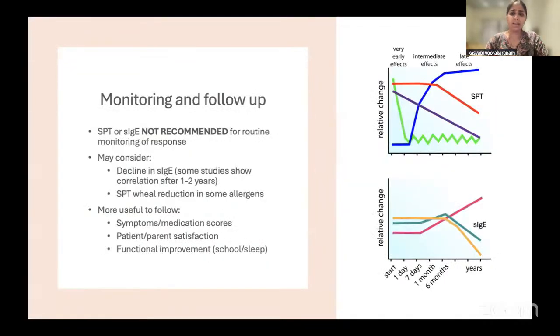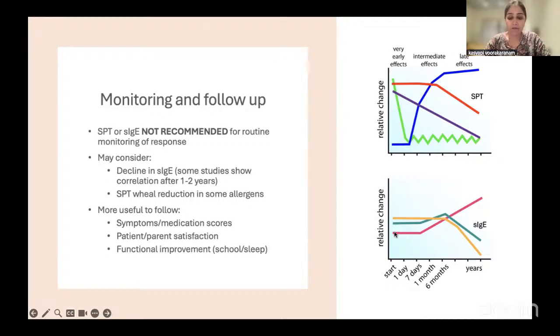So many people, especially patients, do tend to ask, once we start an allergen immunotherapy, if they can monitor the success of immunotherapy by repeating the tests, in this scenario SPT and specific IgE. Generally, it is not recommended to repeat for routine monitoring purposes, but we do consider this where we see that there is a decline in specific IgE.